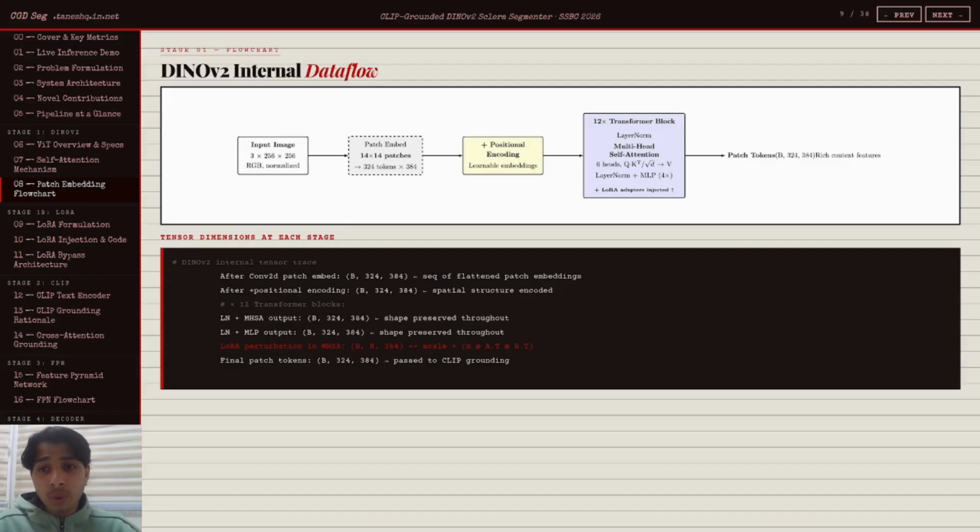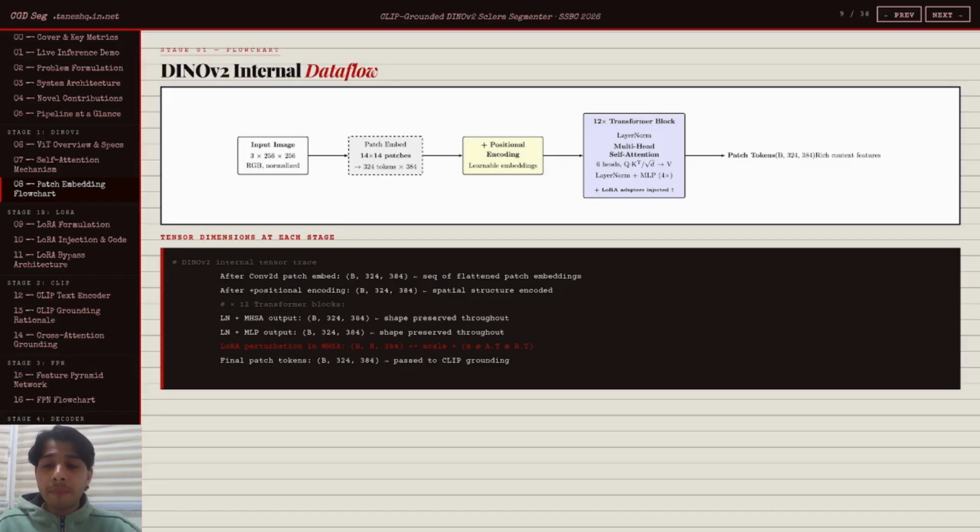The important thing to note here is the shape stays 324 by 384 throughout all 12 blocks. The low rank adaptation, which I'll explain next, adds a small correction to each block's computation without changing any of those dimensions.